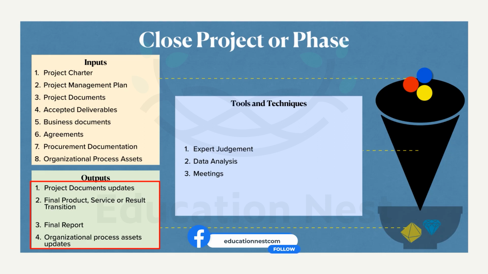That is also involved in the final product. Organizational process assets have to be updated. And as mentioned before, just for the sake of repetition, they could include the project documents, support documents. They could include the phase closure documents. There could be lessons learned.